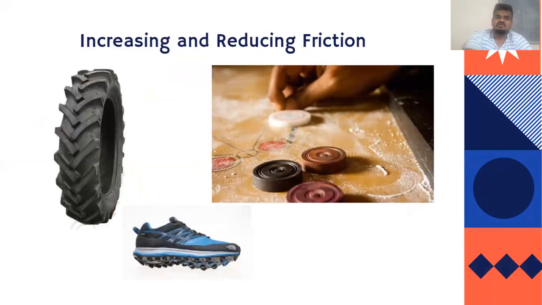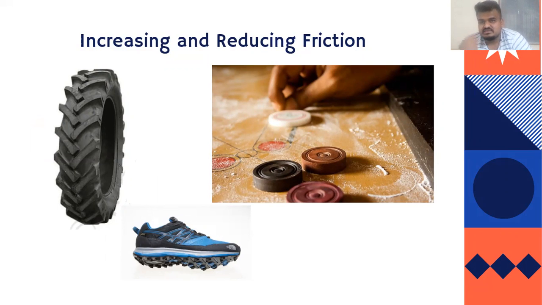So next one is increasing and reducing friction. We have already discussed that friction is a necessary evil. Sometimes it's important to reduce friction, because of its disadvantages, because we don't need the friction. And sometimes it's important to increase the friction, because we need it. Friction is helpful also, as we have seen in walking on a road, holding some things.